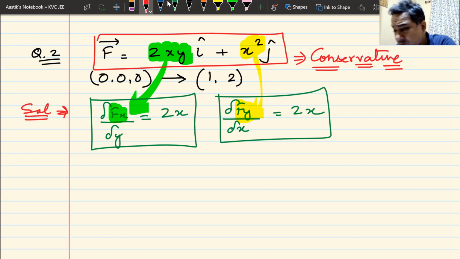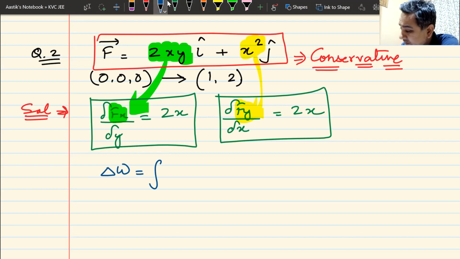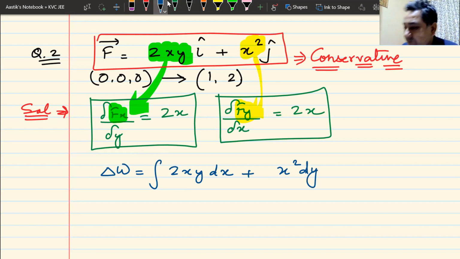Now, if it is a conservative force, then how do I find the work done? First of all, I write the formula. The formula does not change whether it is conservative or not. The formula is F dot dx, so it is 2xy dx plus x square dy. Now I know this is a conservative force. Path is not given, so I don't have any path. Now the problem comes, how do I integrate it? That is a different problem.